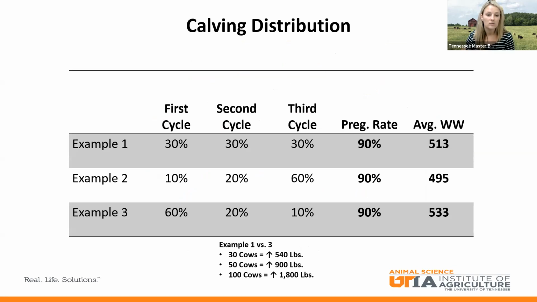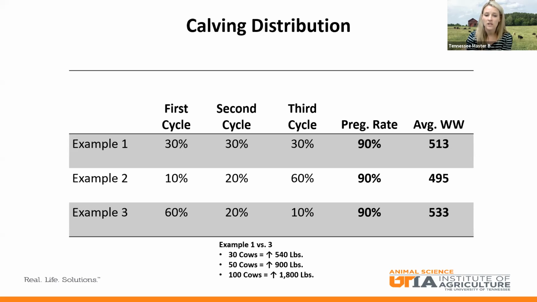So this is 3 examples looking at 3 different breeding seasons using 3 cycles. So about a 60-day breeding season, if we look at about a 21-day cycle. And you'll notice all 3 of these examples got to a target of 90% preg rate, so a pretty good pregnancy rate overall. But there's various breedings in each cycle. So when we look at example 2, for instance, not a lot of cows bred in that first cycle, a little bit in the second, but then a big chunk in the third.